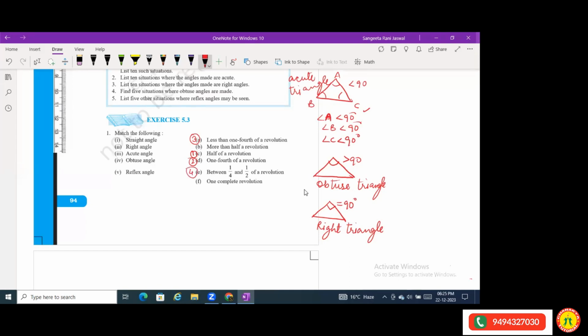Okay, reflex angle, Afan. Afan, tell me reflex angle. Charvik, you tell me reflex angle.